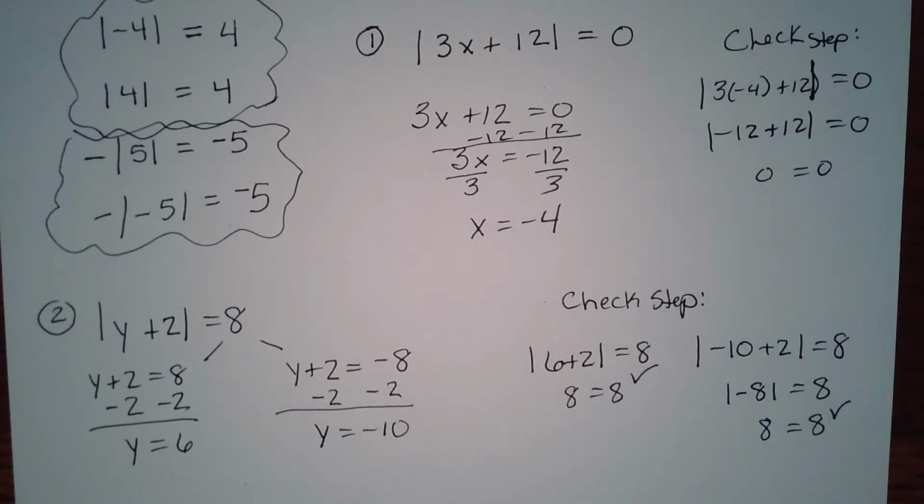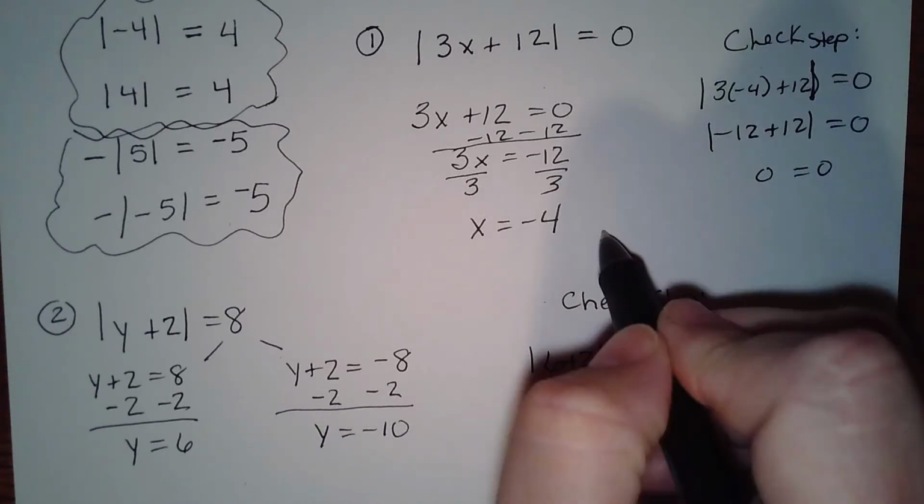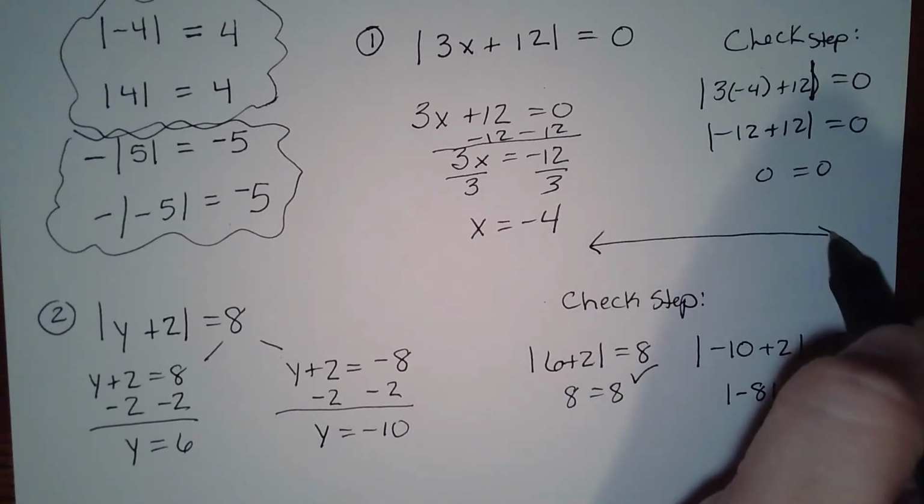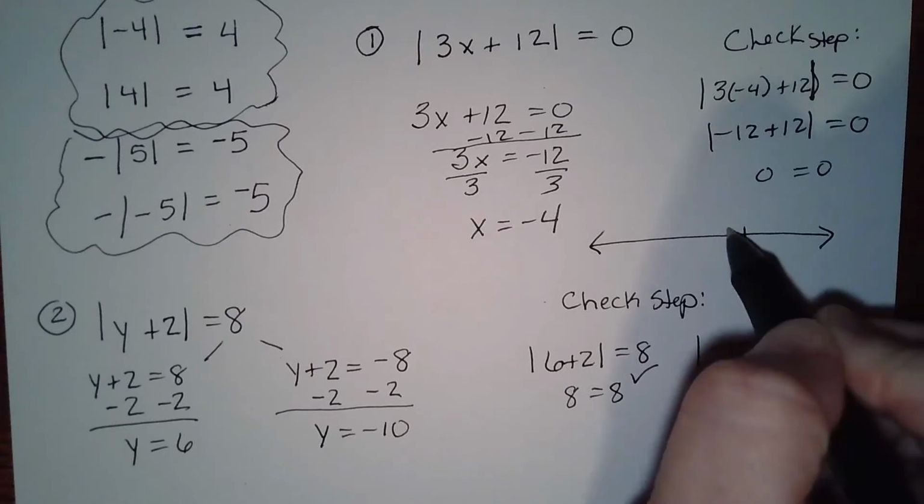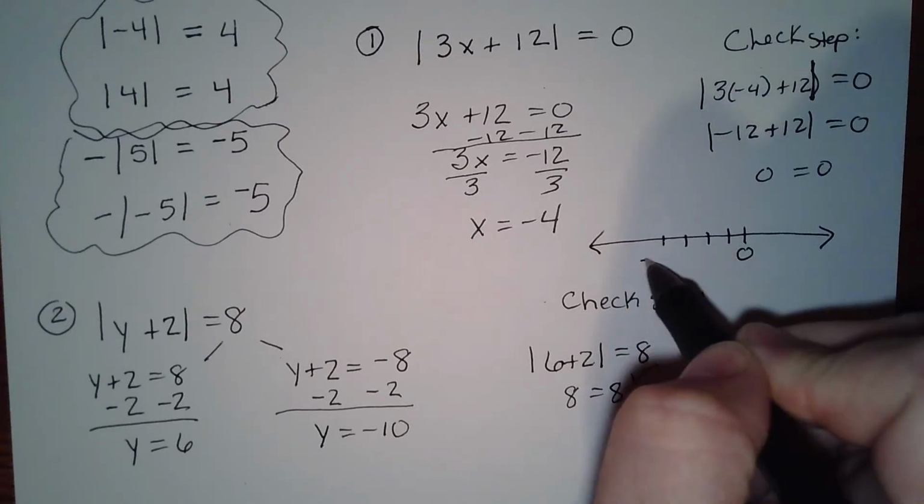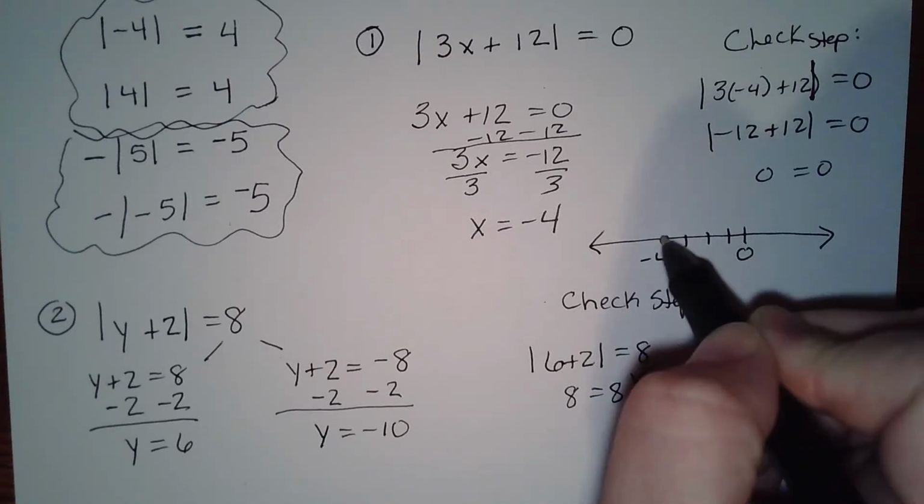Okay, so let's look at the next stage. We've done the first two problems. Now we need to talk about how to graph them. So really the graphing is quite simple. It is just a point on the number line. 1, 2, 3, 4. It's at negative 4. We put a solid dot.